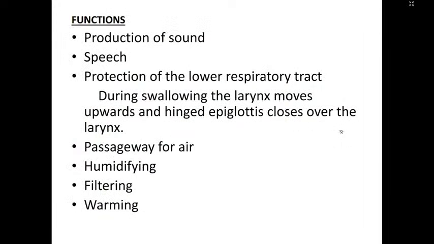Now the functions. So more or less it is the same function: production of sound, speech, protection of the lower respiratory tract during swallowing, and passage of air, humidification, filtering, warming.